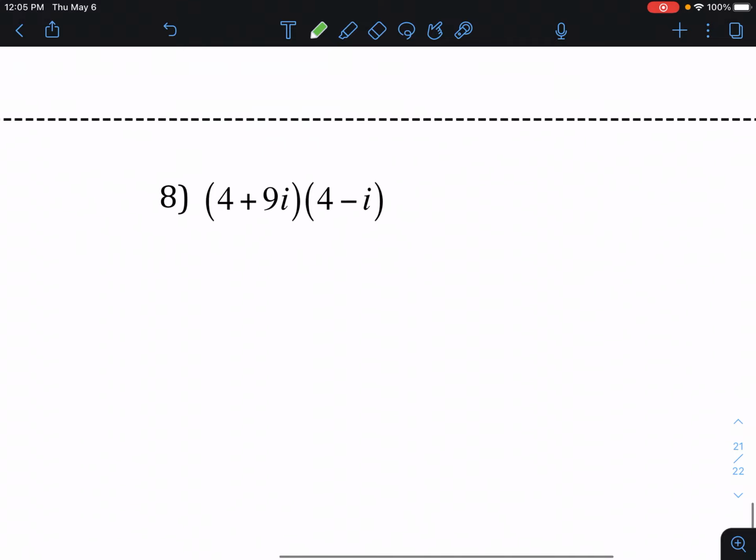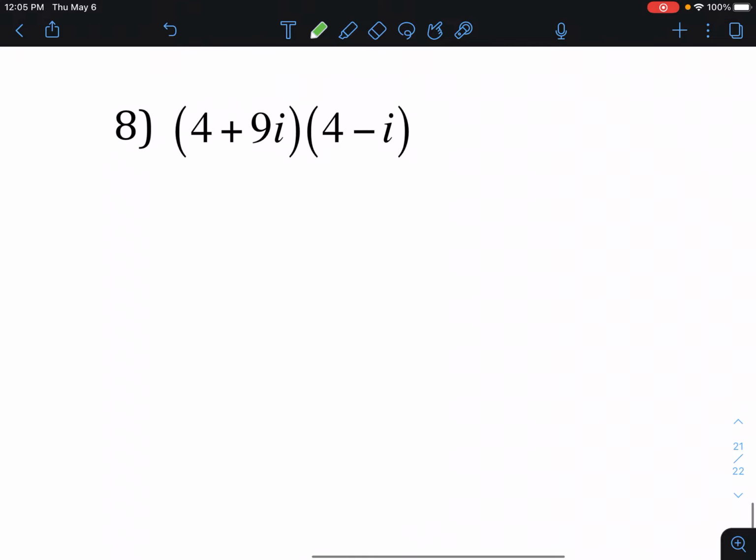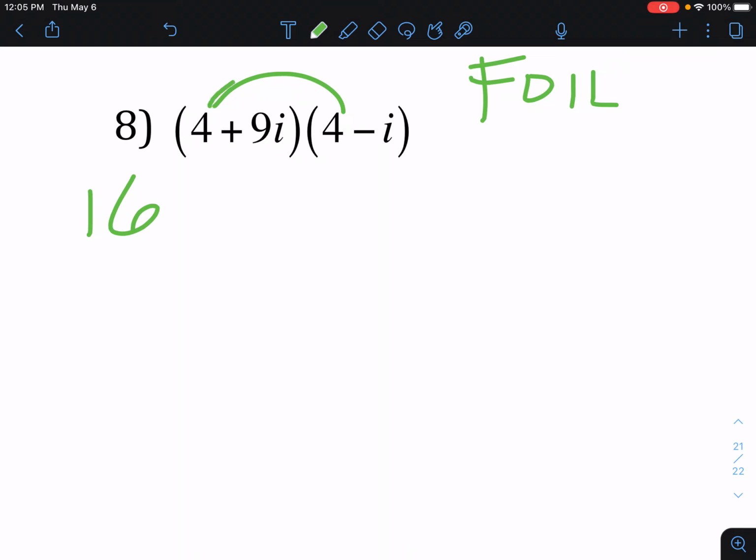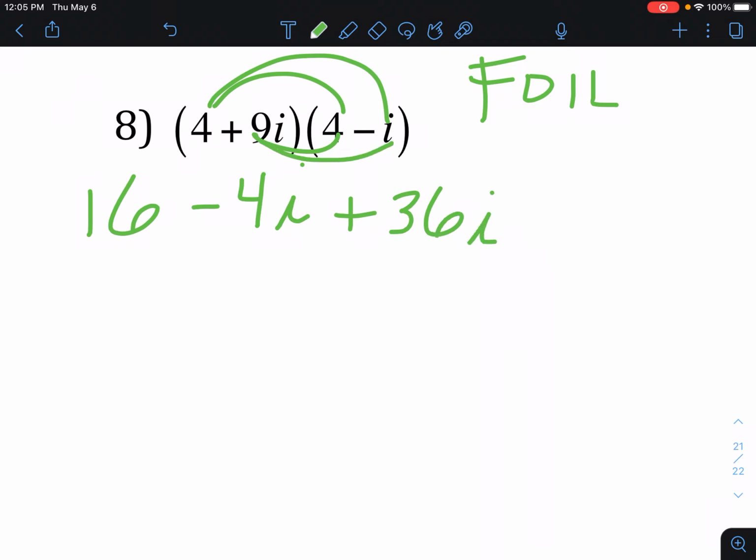Number 8 has nothing between the parentheses, so we're going to be multiplying here. In fact, we're going to be foiling. So first times first. Multiply the outsides. Multiply the insides. And carefully multiply the last. 9i times negative 1i. So 9 times negative 1 would be negative 9. Then i times the i would be i squared.